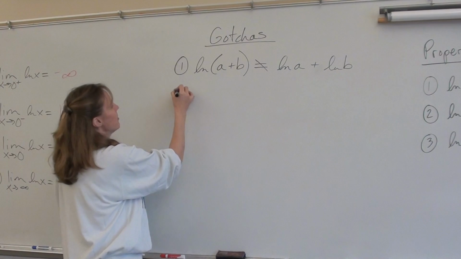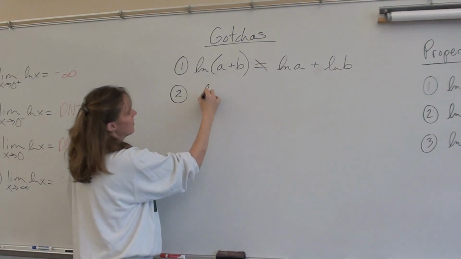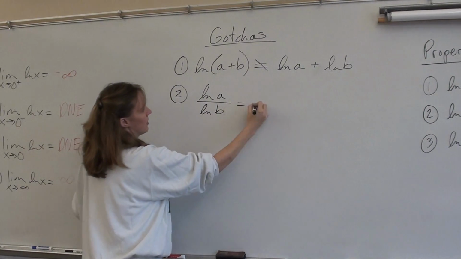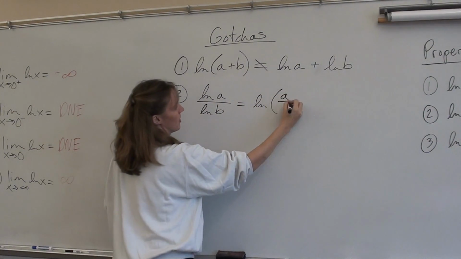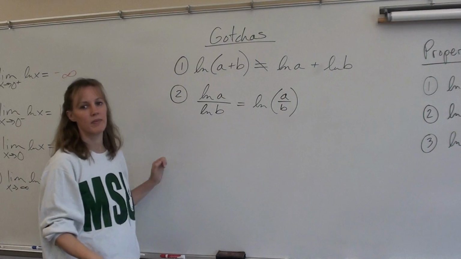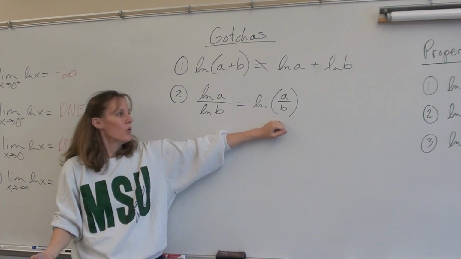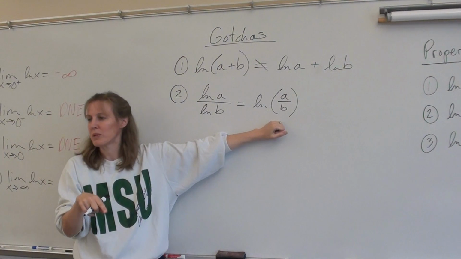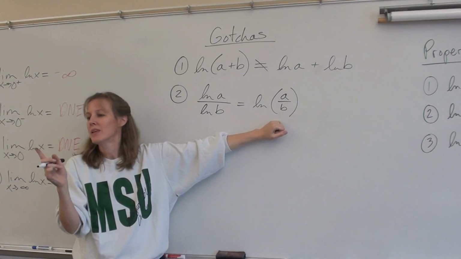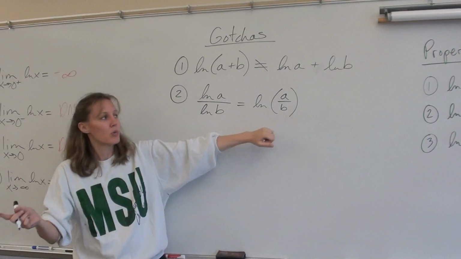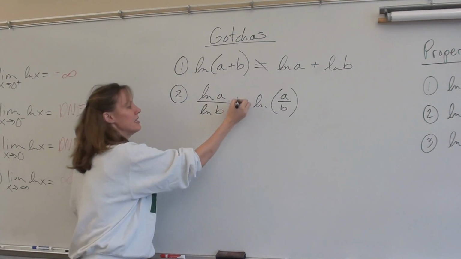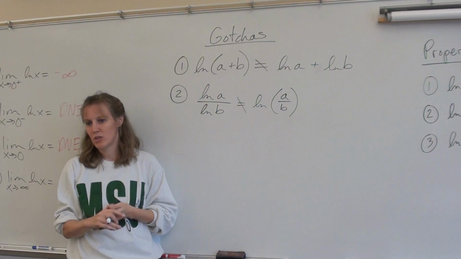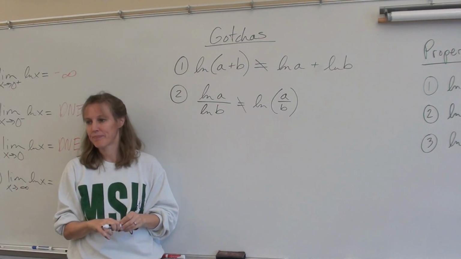All right. Number two mistake. What does the ln of A over B equal? ln A minus ln B. So when you're dividing logs, that is not the same as dividing the arguments. You're just dividing the logs.